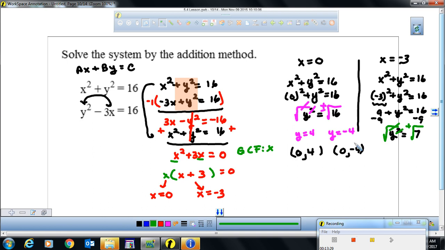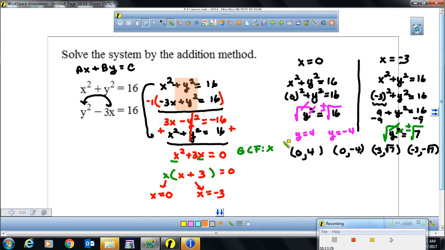And we already know that the square root of 7 cannot be simplified because 7 is prime, and the square root of 7 is not a perfect square, so we're going to leave it like that. y equals the square root of 7 and y equals the negative square root of 7. So I'm going to write the 2 points of intersection that we get from this. When x is equal to negative 3, y is equal to the square root of 7. And when x is equal to negative 3, y is equal to the negative square root of 7.